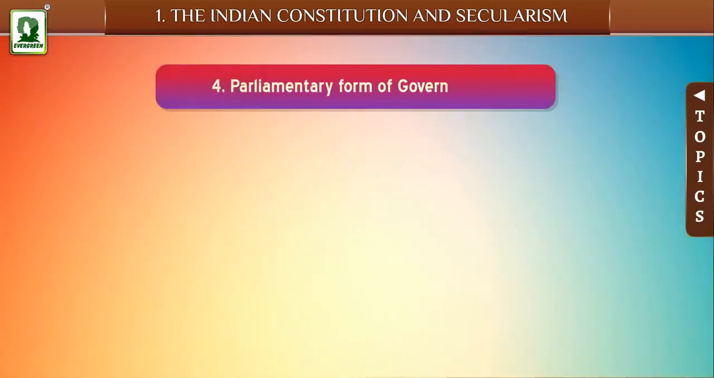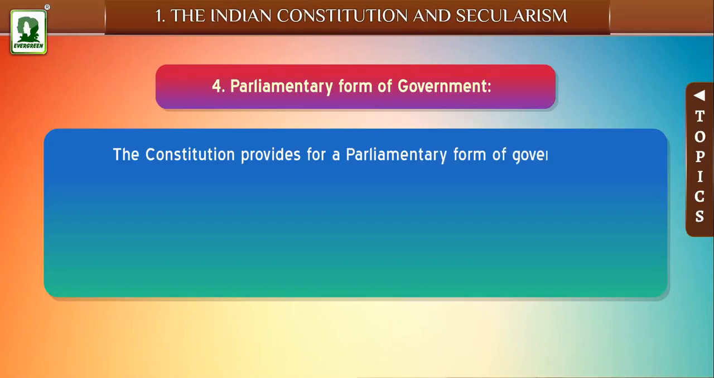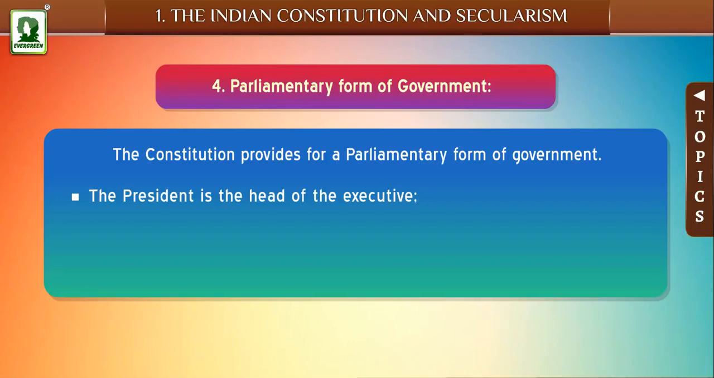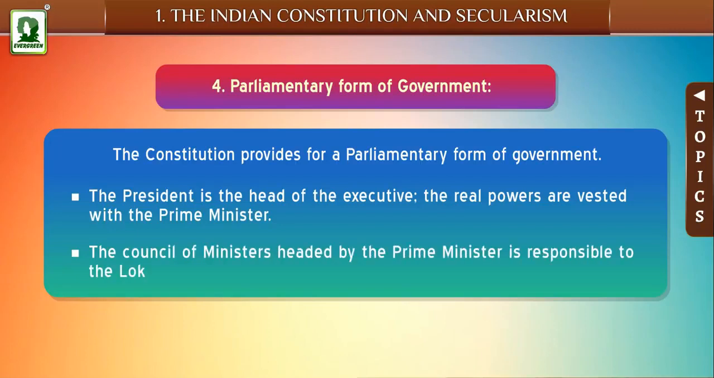Parliamentary form of government. The Constitution provides for a parliamentary form of government. The President is the head of the executive. The real powers are vested with the Prime Minister. The Council of Ministers, headed by the Prime Minister, is responsible to the Lok Sabha.